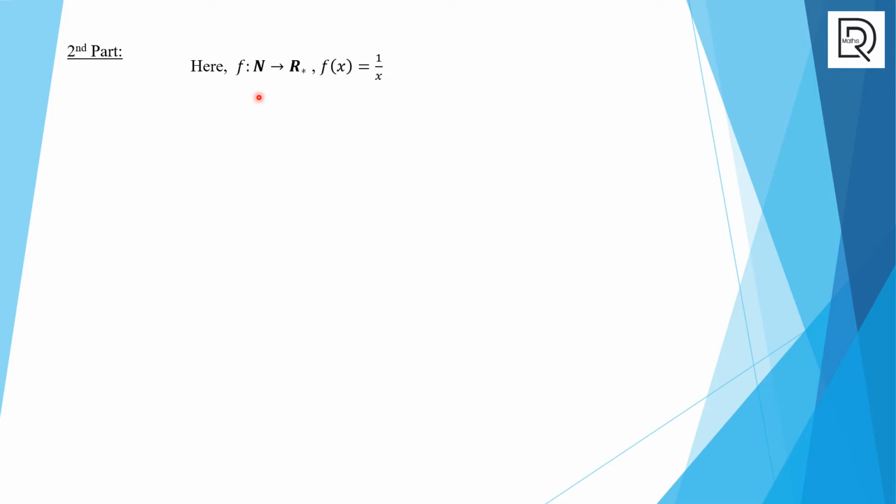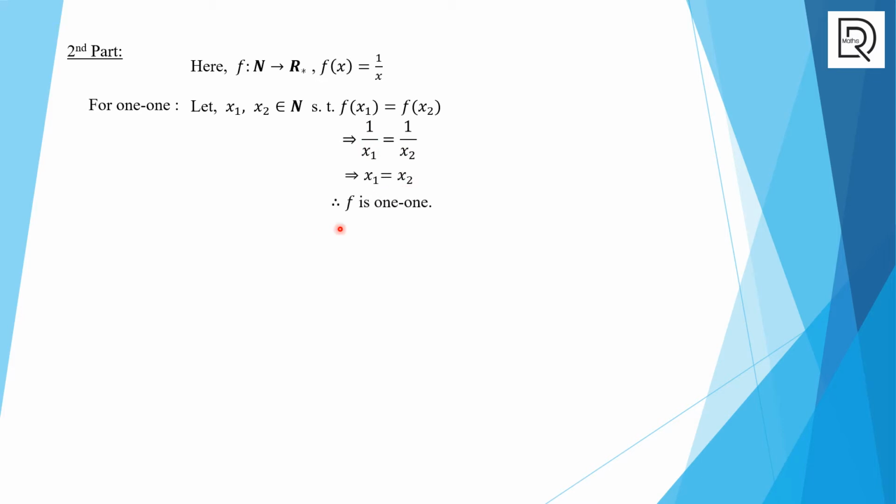So here our function is f from N to R star, f of x equal 1 by x, since the domain is replaced by N. So for one-one, let x1, x2 belongs to N such that f of x1 equal f of x2. So this implies 1 by x1 equal 1 by x2. This implies x1 equal x2. So therefore f is one-one. And for onto, let y belongs to R star be any element. Then we can write f of x equal y. Now this implies 1 by x equal y. So this implies x equal 1 by y.